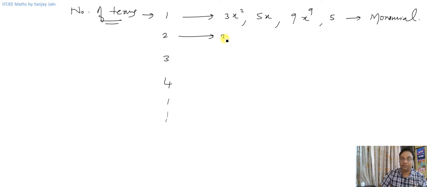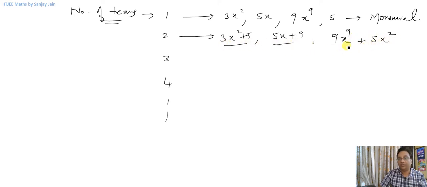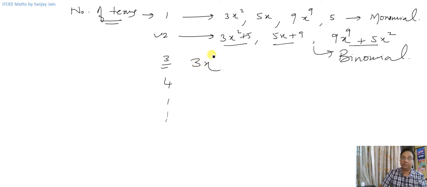I am just categorizing the polynomials on the basis of number of terms only. So if it has got two terms, for example 3x square plus 5 or 5x plus 9, or you can make any other polynomial, 9x raised to power 9 plus 5x square, right? All these polynomials that I have written here have got two terms. Such polynomials are known as binomial. So if a polynomial has got three terms, for example 3x square plus 5x plus 9, it has got three terms. Such polynomials are known as trinomials.